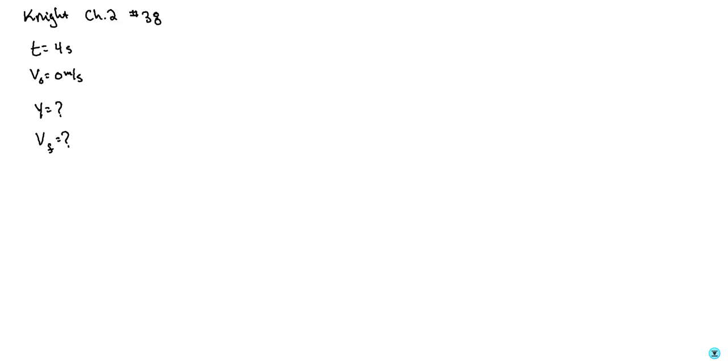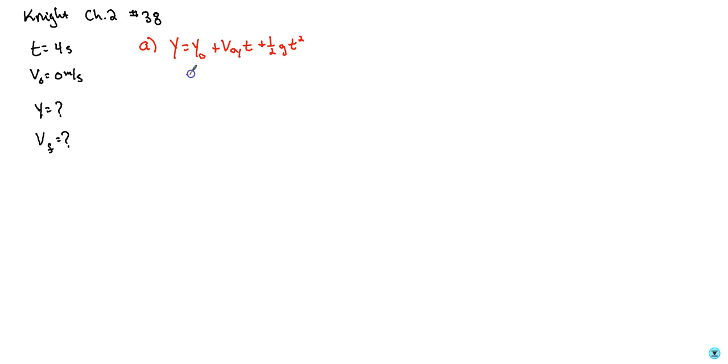So you can see here I wrote down the information that the time that it falls is 4 seconds and it starts from 0 meters per second. So if we want to find the height that the tower must be, we're just going to go with our second kinematic equation for part A: y is equal to y sub o plus v sub oy t plus 1/2 g t squared. Okay.